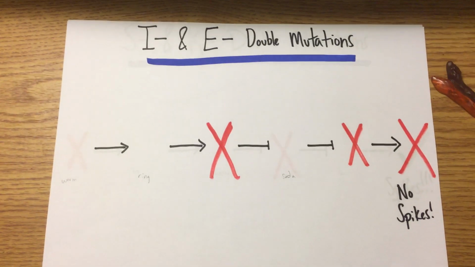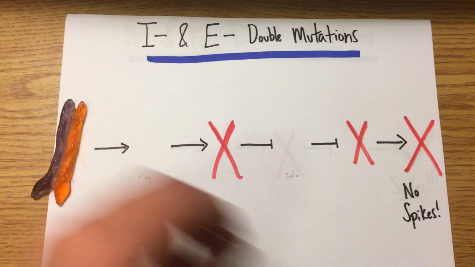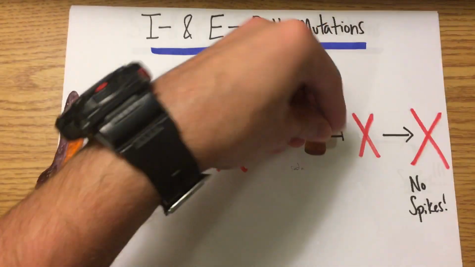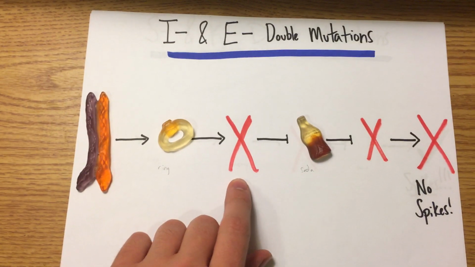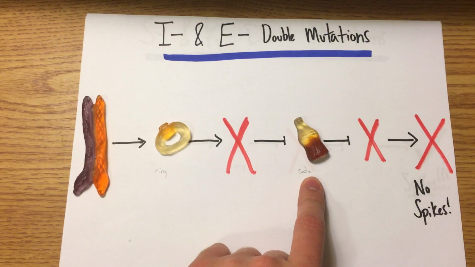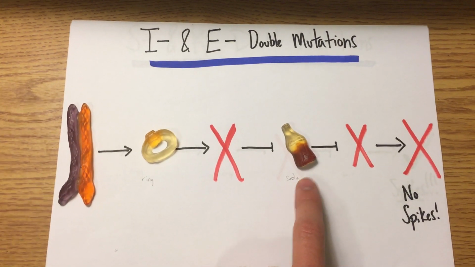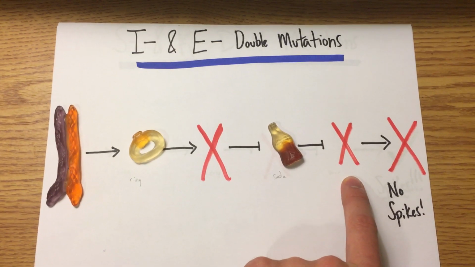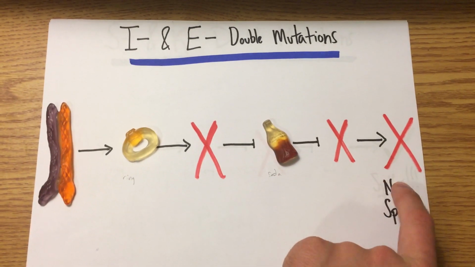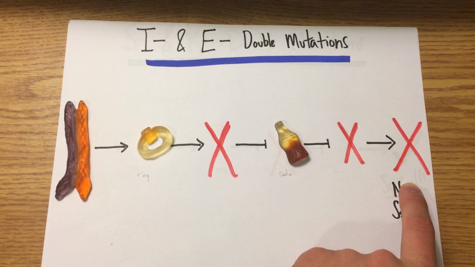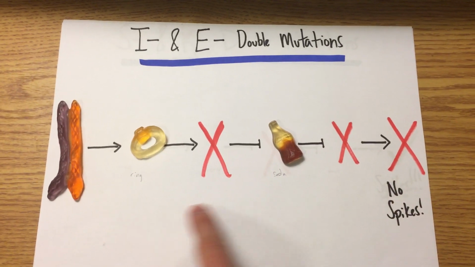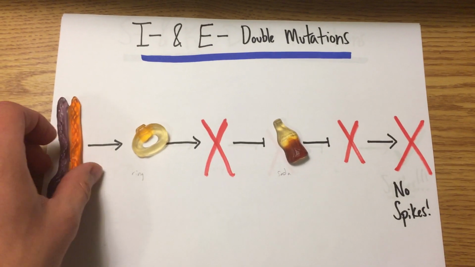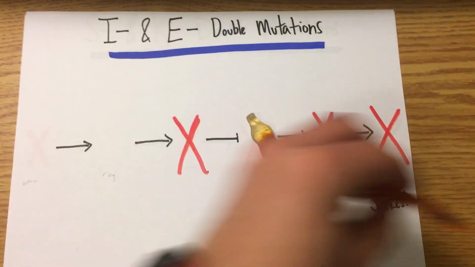And then this next one is going to be the first double mutation. So there will be no I to inhibit the K. So the K is present to inhibit the E if it was there, but since there is no E, there will be no spikes to form regardless. So no matter what happens, this double mutation will cause no spikes to form.